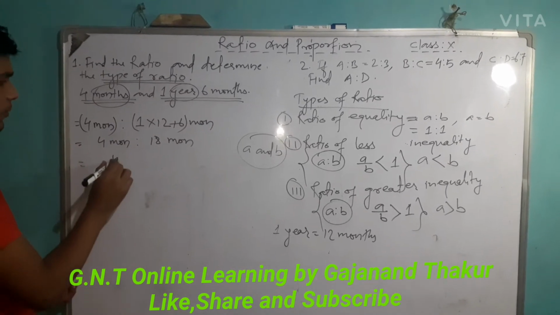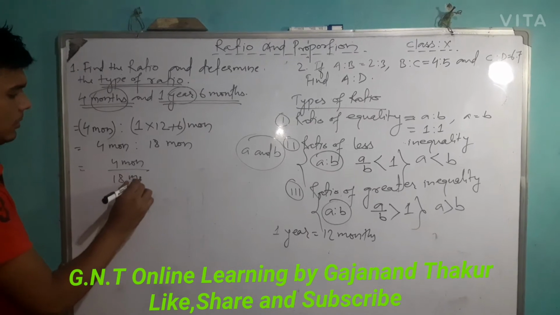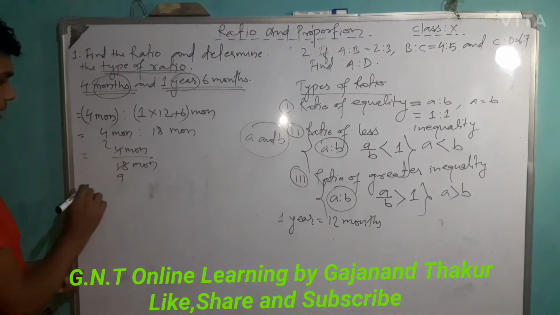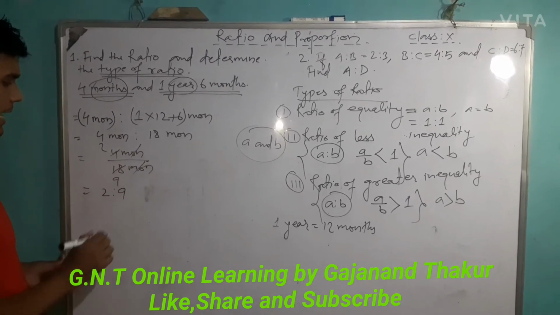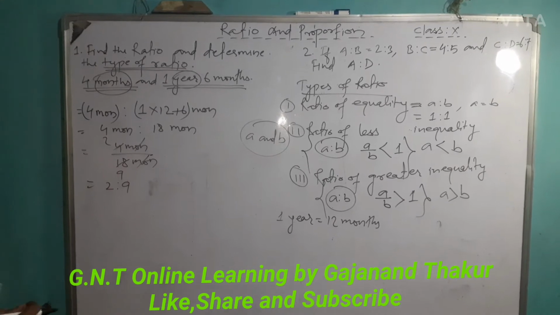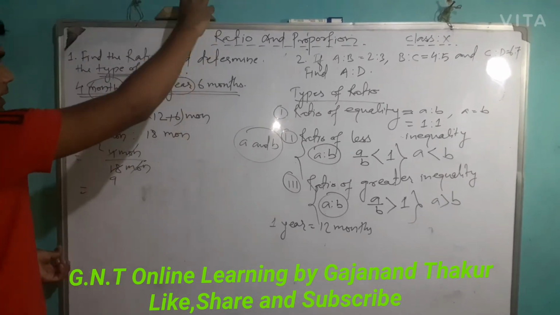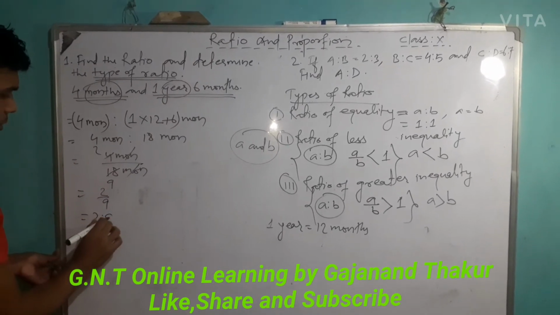Now when we find the 4 month to 18 month ratio, 4 month by 18 month, it will be 2 to the 4, 2 9s are 18. The common unit month will get cancelled, so we'll get 2:9. Let's write it first as a fraction: 2/9, right? That can be written as 2:9.